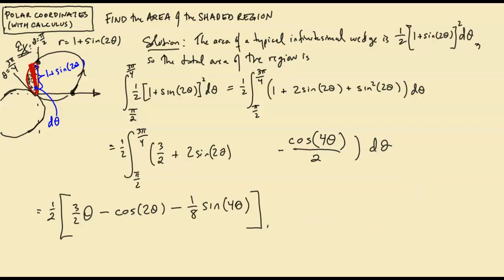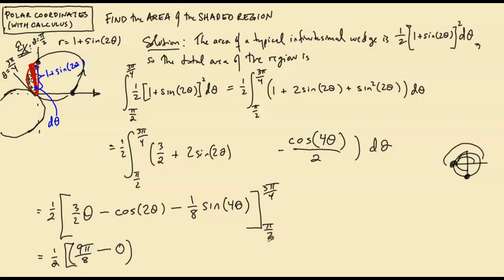Of course, we now have to evaluate at pi over 2 and 3 pi over 4. Starting at 3 pi over 4, I plug that in, and that gives me 9 pi over 8 minus, plugging it in here, cosine of 6 pi over 4, which is cosine of 3 pi over 2. Think about the unit circle. What's the cosine at 3 pi over 2? It's 0, so I don't get anything. And then plugging in here, I get sine of 3 pi, which is another big fat 0. So I'm not even going to bother putting that term in.